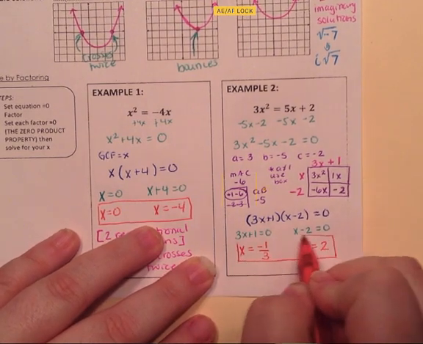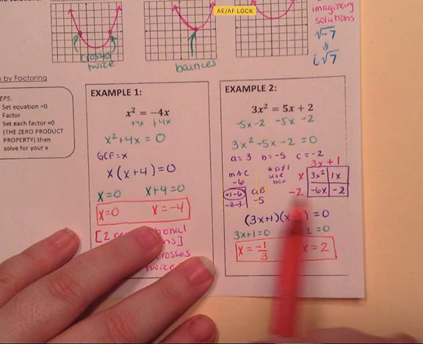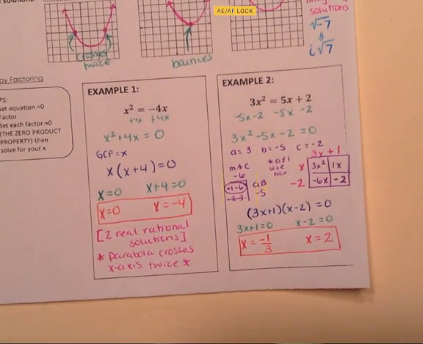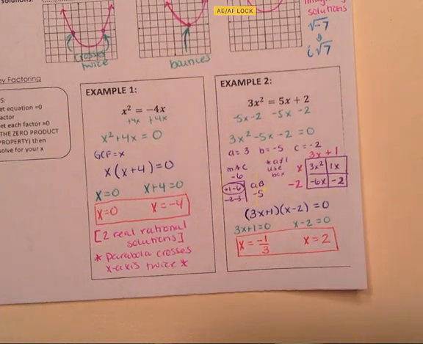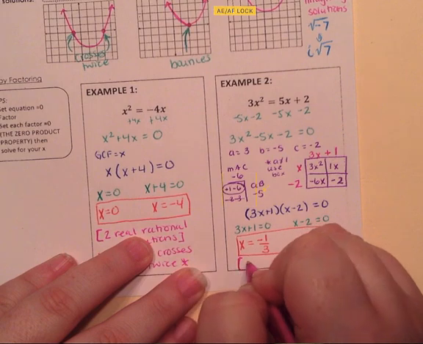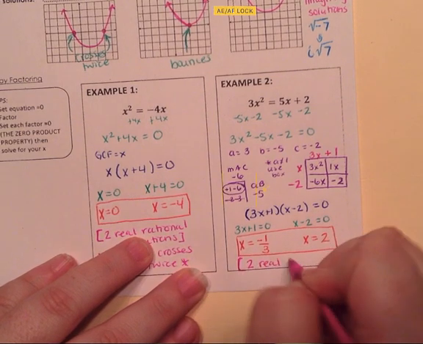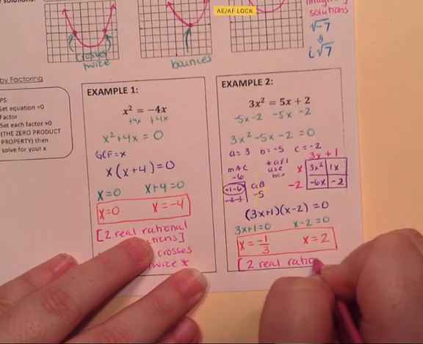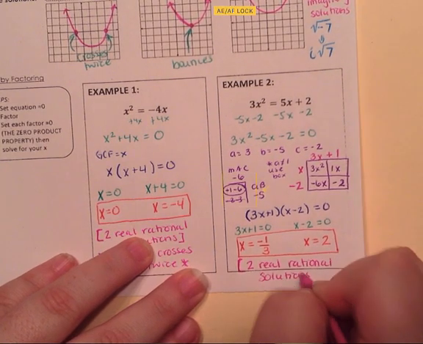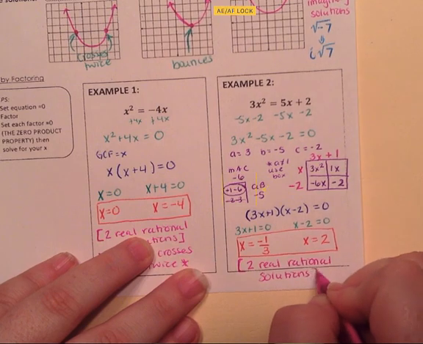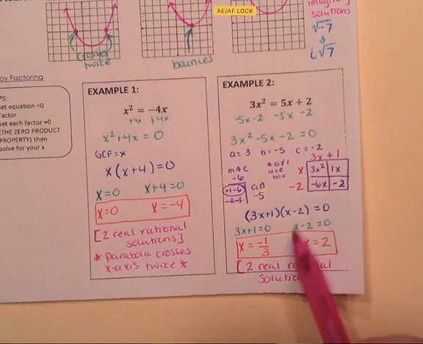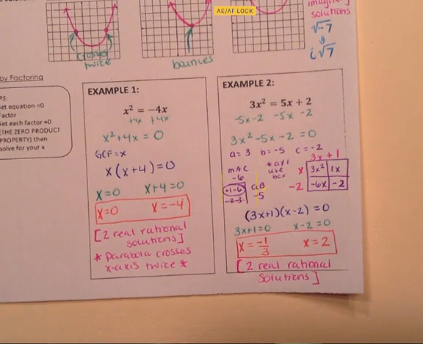Now, we did not have to take the square root of a negative, and because it was factorable, we know that we will have real rational solutions. Since we have 2 of them, we can say that we have 2 real rational solutions. Make that little note down here: 2 real rational solutions. Because it was factorable, we knew that we were going to have real and rational. It just depended on how many we were going to have.